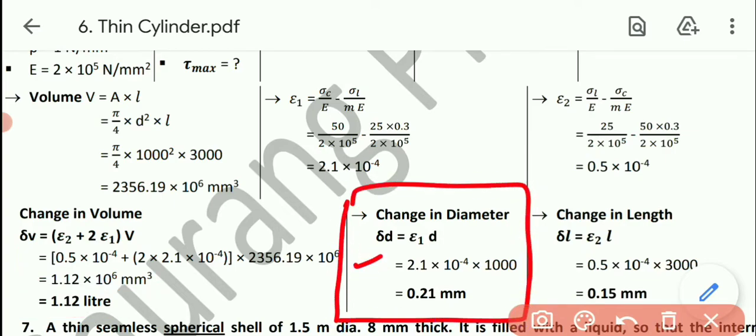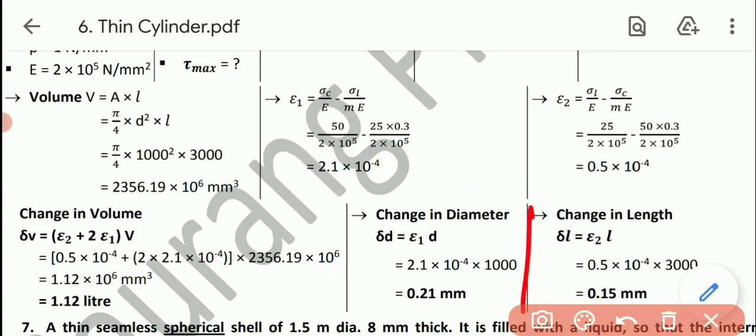Now next, that is change in diameter. Formula stands for delta D equals epsilon 1 into D. Epsilon 1 is 2.1 into 10 raised to minus 4, and the value of the diameter is given to us in the data, that is 1000 mm. So by simplifying this term, we will get the value of delta D, that is 0.21 mm.